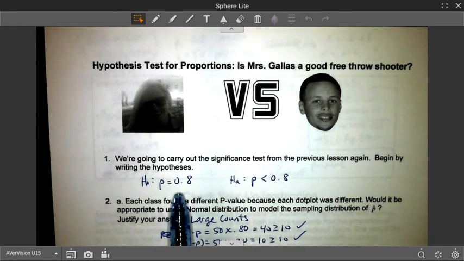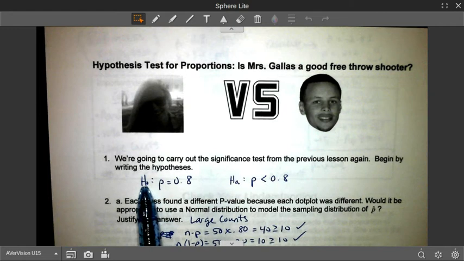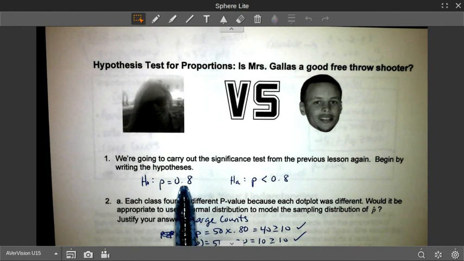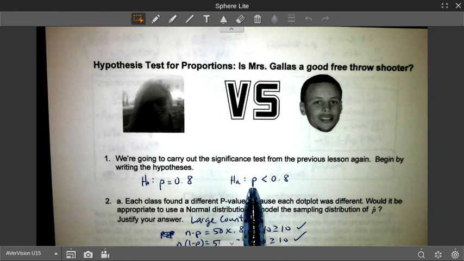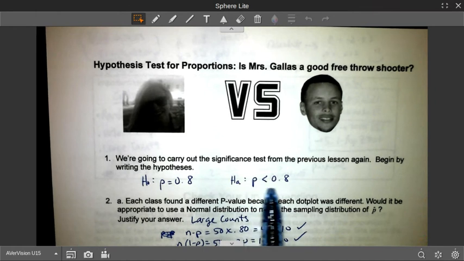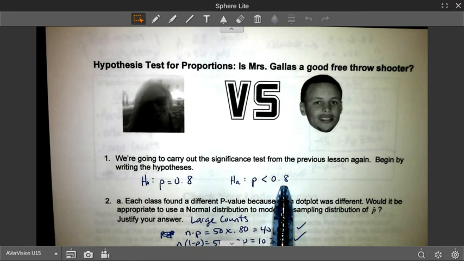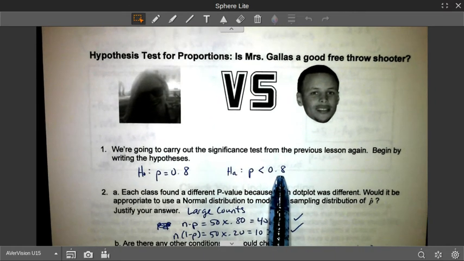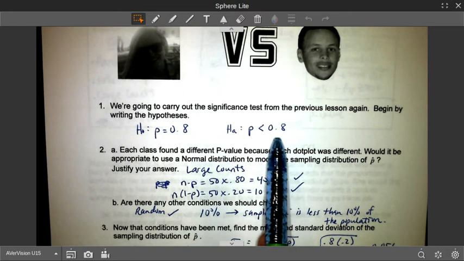All right, so we're going to remind ourselves of our hypotheses. Our null hypothesis was that Miss Gallus is an 80% free throw shooter. Our alternative hypothesis is that she is less than an 80% free throw shooter, and that was based on she made 32 out of 50 for 64% in her one trial that we saw.